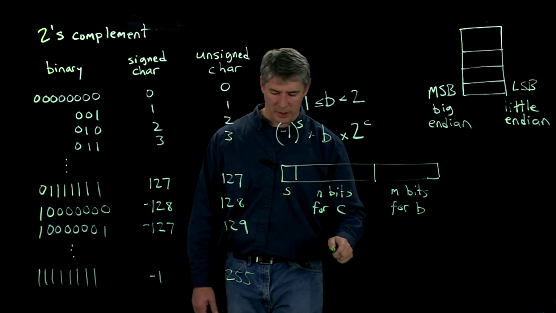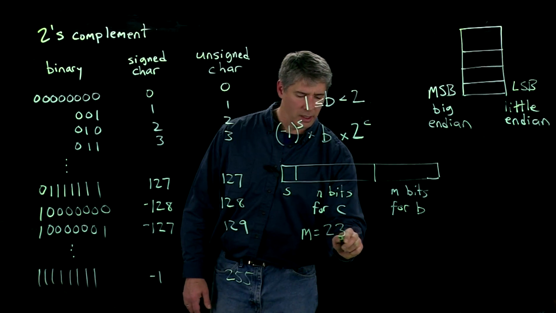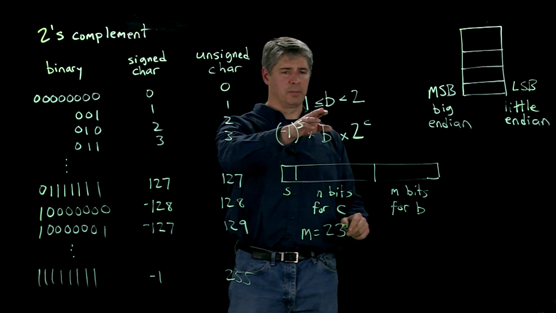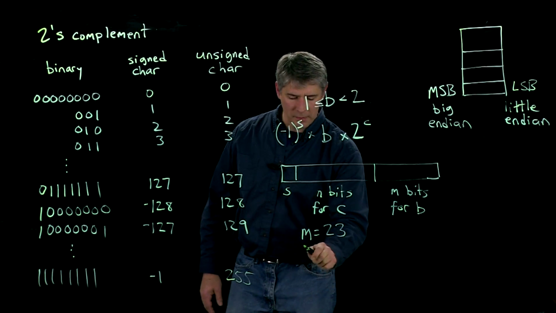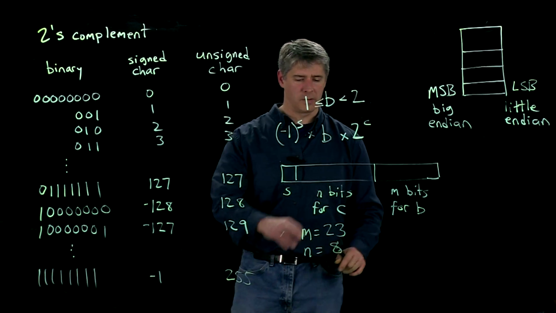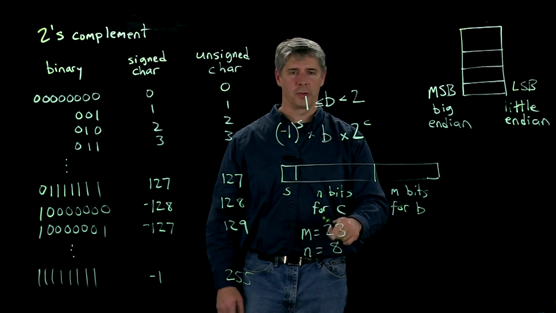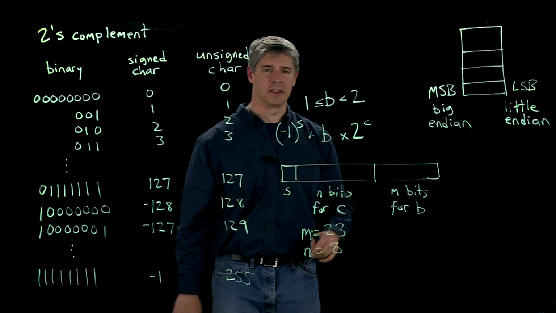So for a floating point number, we've got m equals 23 bits to represent B, and we've got n equal to 8 bits to represent the exponent C. So 23 plus 8 is 31 bits, and the last bit is our sign bit.